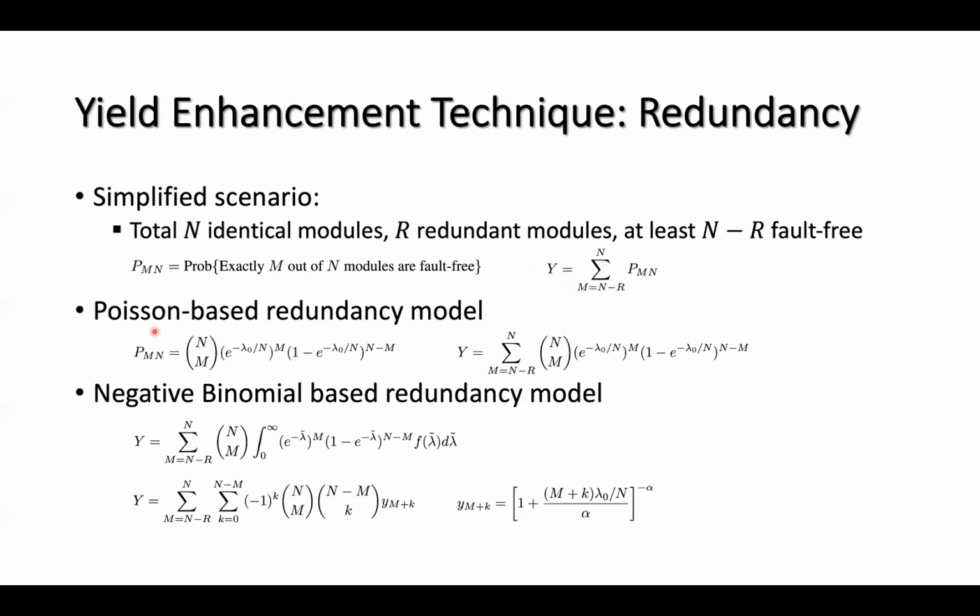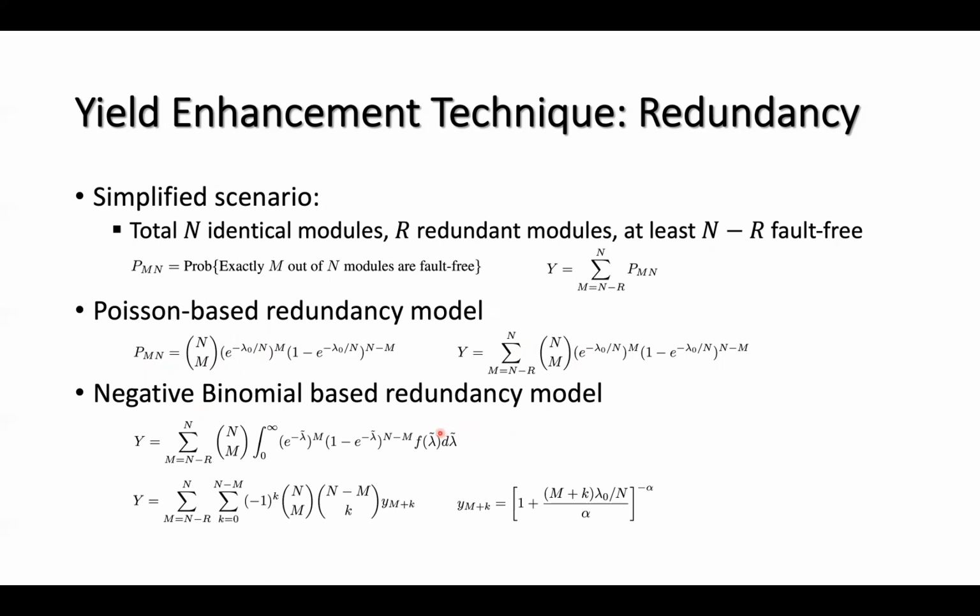If we use Poisson's model to derive this redundancy model, because each module itself still satisfies Poisson's model, and Poisson's model assumes all these modules are statistically independent, we can again use the Poisson probability to get the new probability. And because m still satisfies the binomial distribution, we can again use a simple summation to get the new yield.